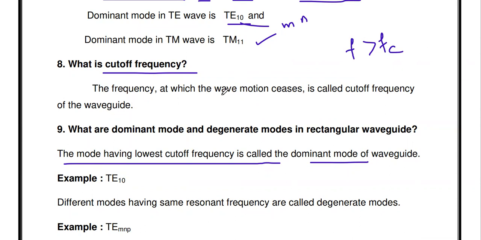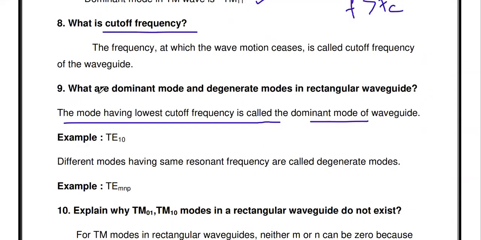The frequency at which the wave motion ceases is called the cutoff frequency of the waveguide. So up to the cutoff frequency, the rectangular waveguide will not allow the signal. Once the input frequency is greater than the cutoff frequency, that type of wave only propagates via the waveguide. That is the cutoff frequency, and we already solved for cutoff frequency in different problems. In all waveguide-related problems, either rectangular, circular or any waveguide, the cutoff frequency is the first and foremost important step in the calculation.